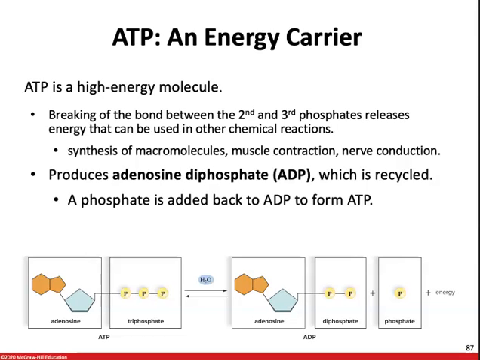I don't know about you, but I like to think of the different types of energy storage in terms of banking, because that's what works for me. So your long-term energy storage is going to be like your savings account. That's going to be the fat, the lipids. Your short-term energy storage is going to be your checking account, your short-term energy. Your instantaneous energy is going to be ATP.